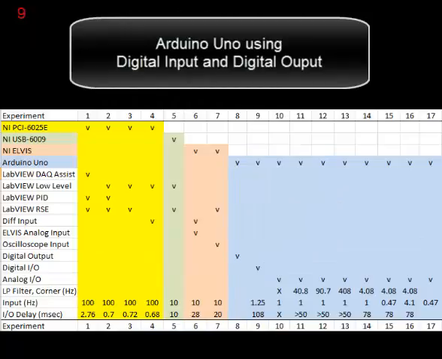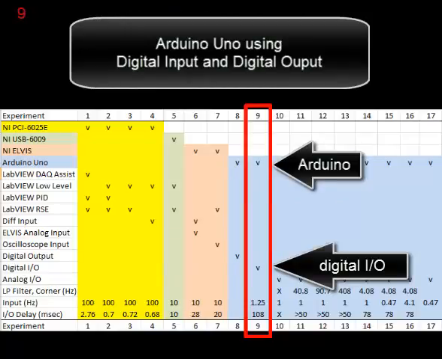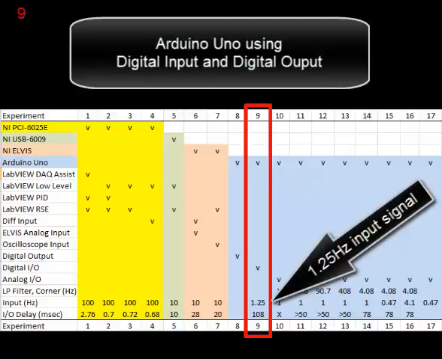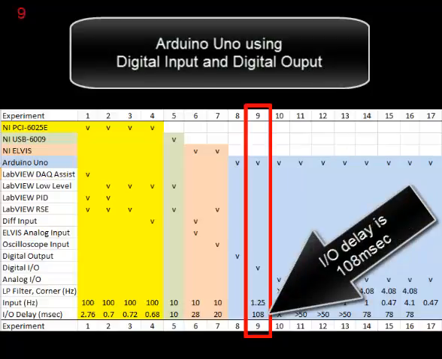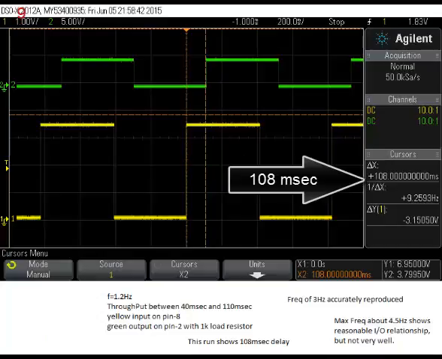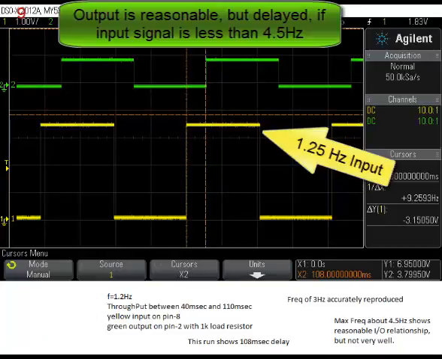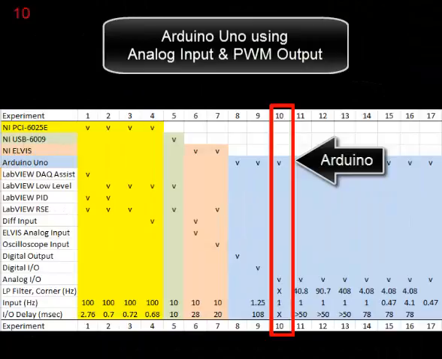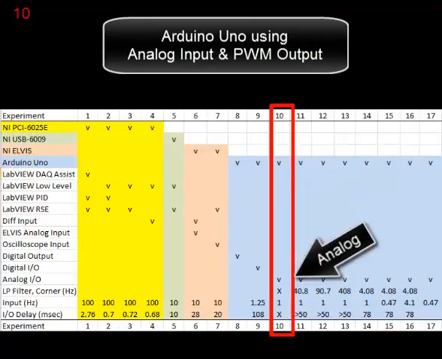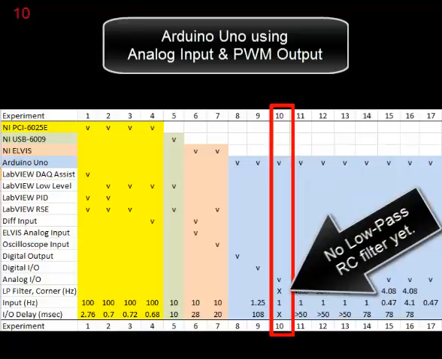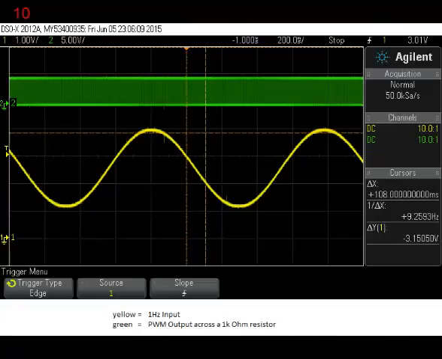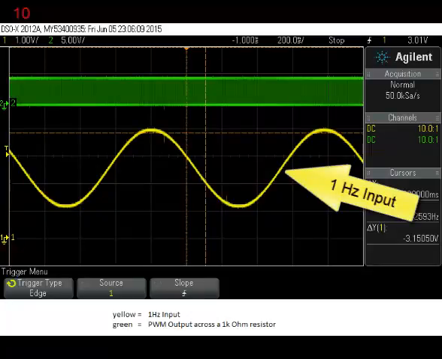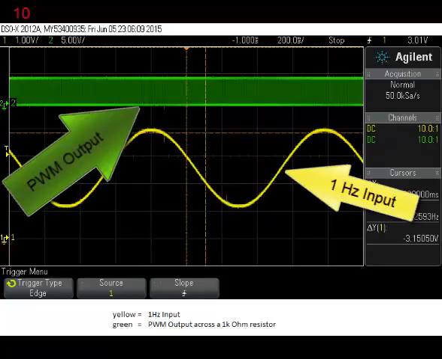Now Arduino using digital input and digital output. 1.25 Hz input signal and an I/O delay of 108 milliseconds. Output is reasonable but delayed if the input signal is less than 4.5 Hz. Here's the Arduino using analog input and pulse width modulation output. No low-pass RC filter yet. There's the input signal. There's the pulse width modulation output signal.